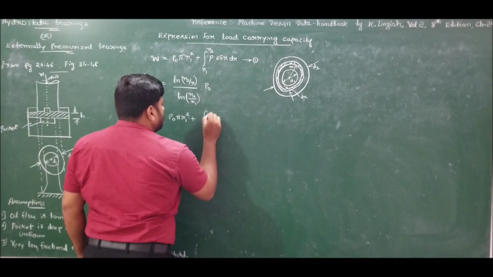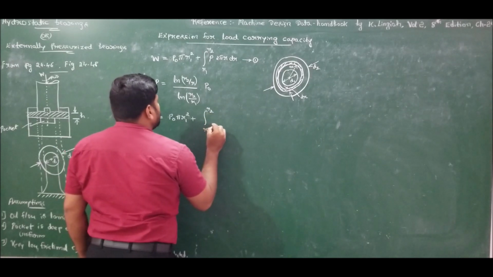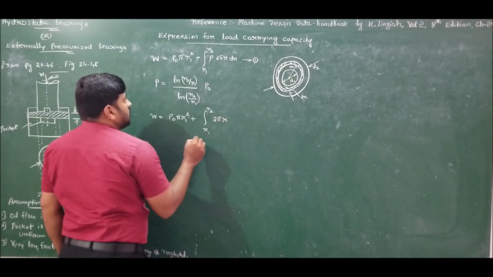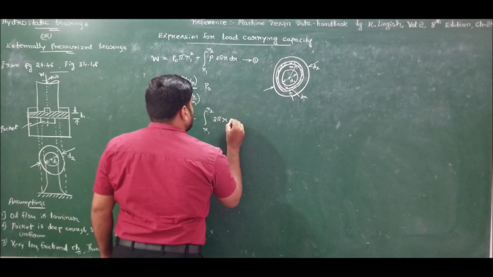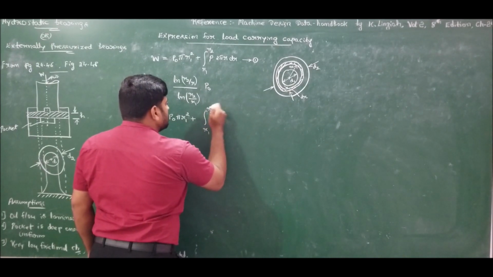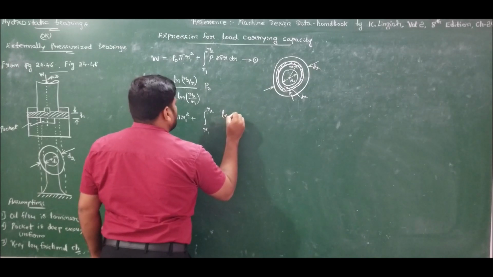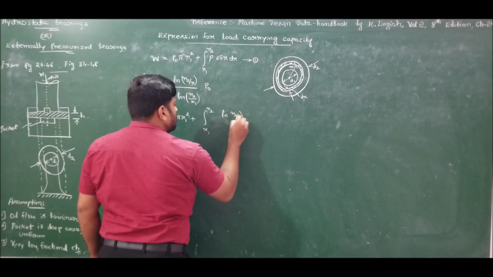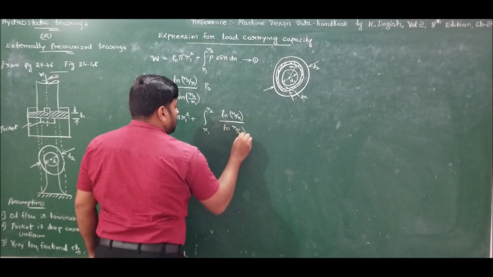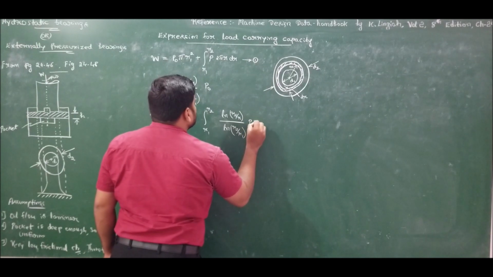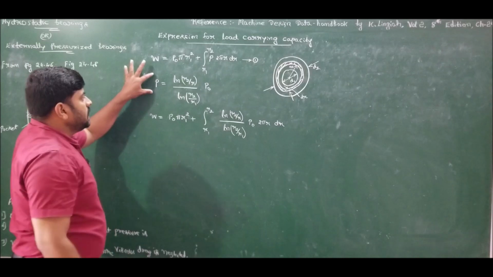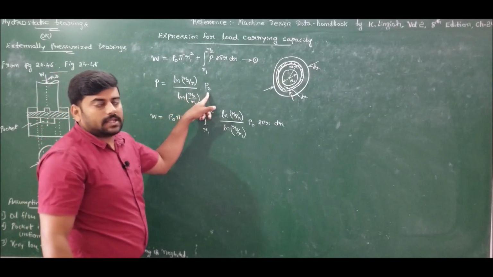This is given by the integral from R1 to R2 of 2 pi r times p. Let me substitute the value of p. P is given by ln of r2 by r divided by ln of r2 by r1, times P0, into 2 pi r dr. So this relationship between the pressure distribution and the pocket pressure has been derived in our previous lecture.